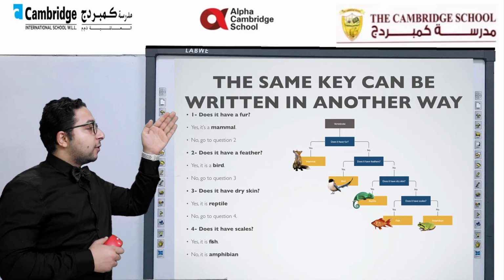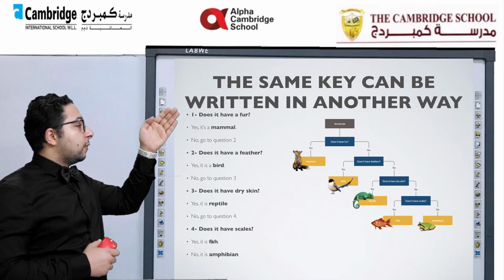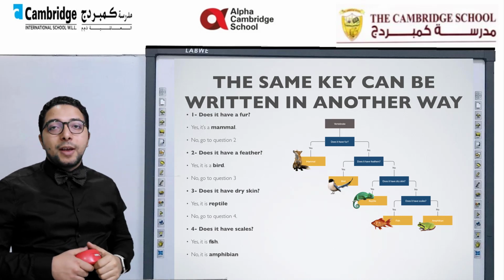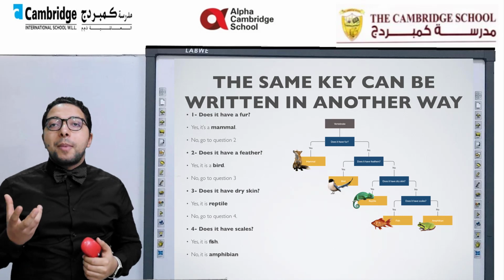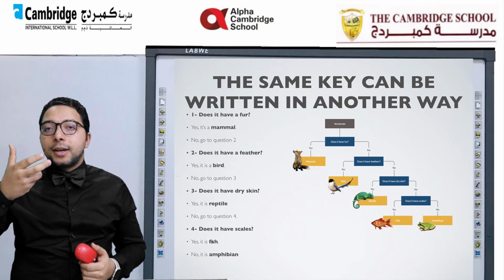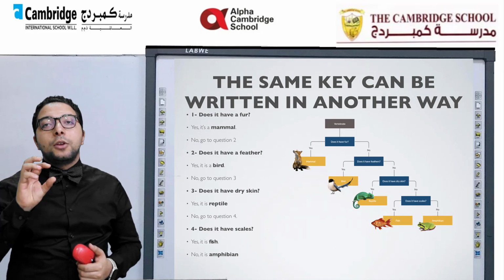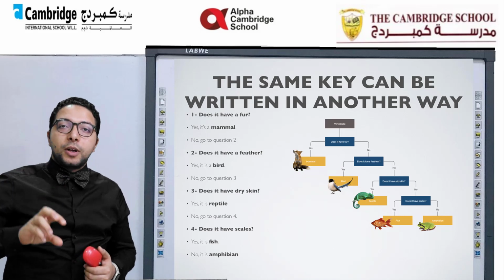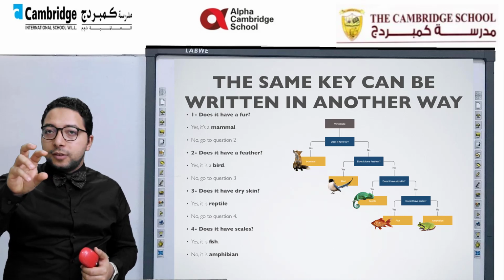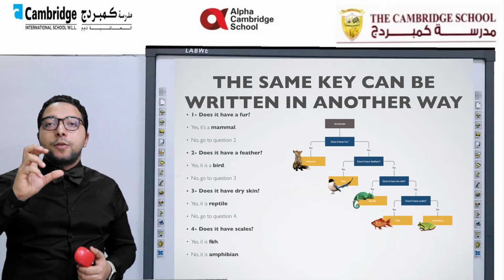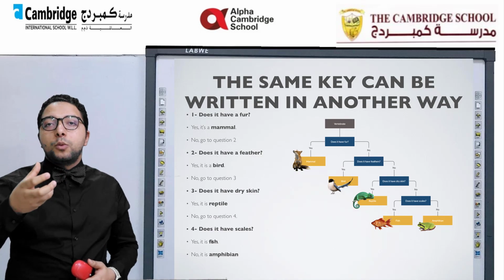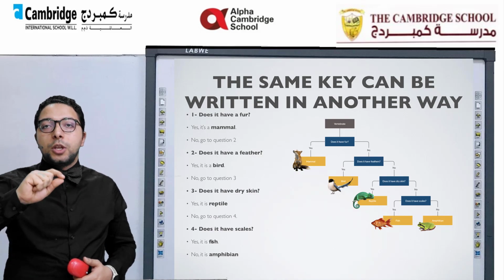Question 4, does it have scales? If yes, then we're talking about fish. If no, then we are talking about amphibian. So it's all about looking through the visible features of animals and guiding you through the questions. If the answer is yes, we write the animal name. If the answer is no, then we write the number of the question that we need to go to.